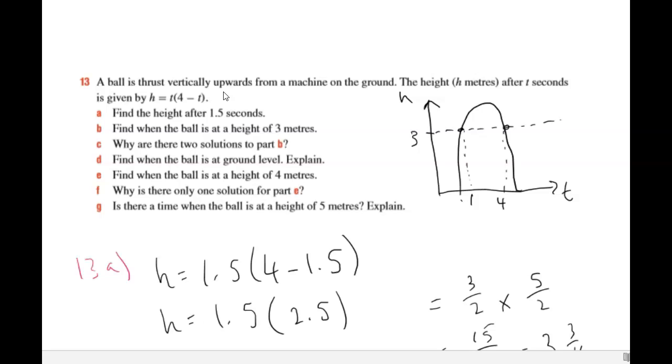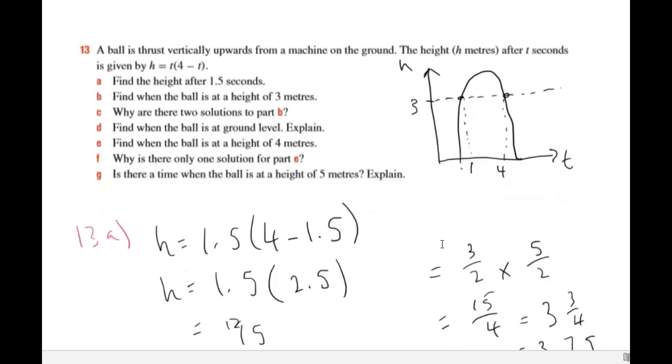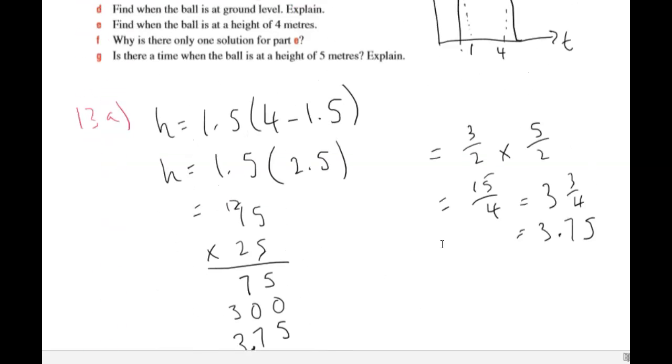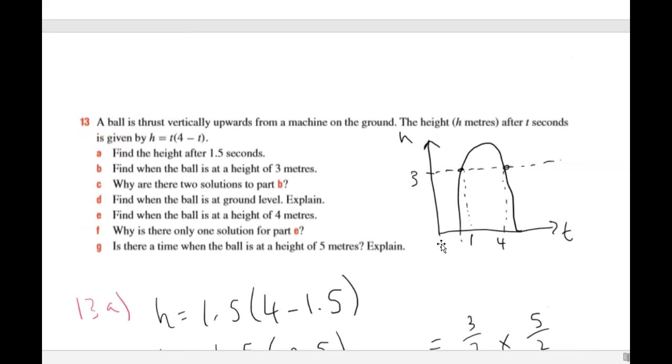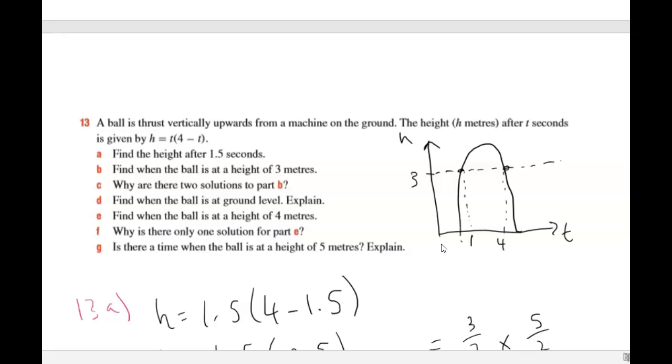I mean, this graph isn't to scale, but it just gives you an idea of what it looks like. Not t equals 4, what's it? T equals 3. Sorry about that. I knew as soon as I wrote it, it was wrong. T equals 3. Why are there 2 solutions?